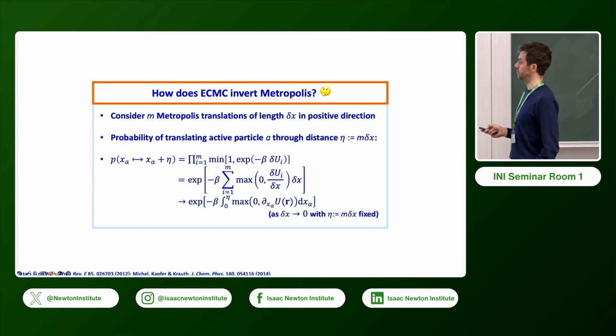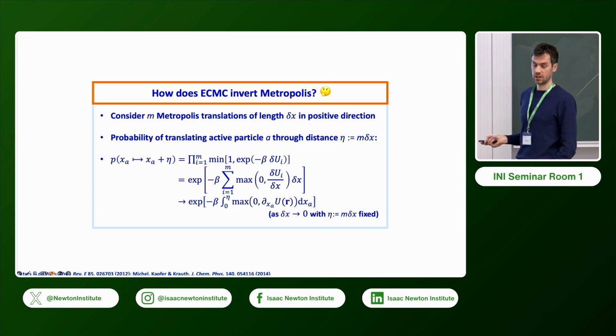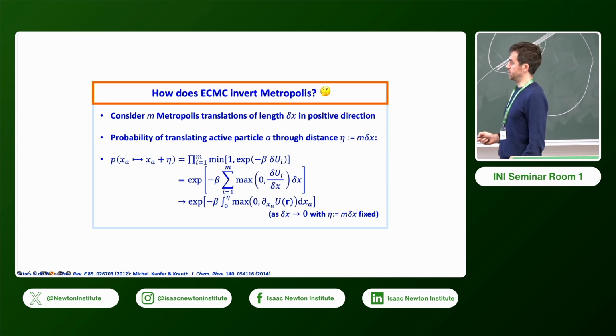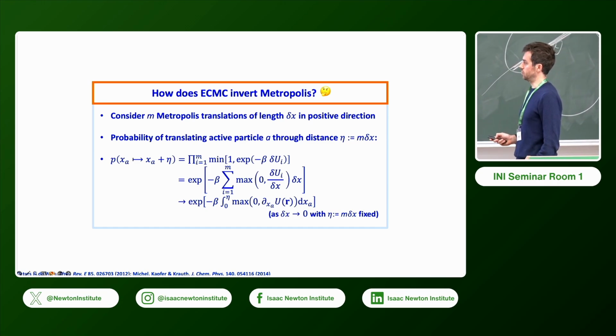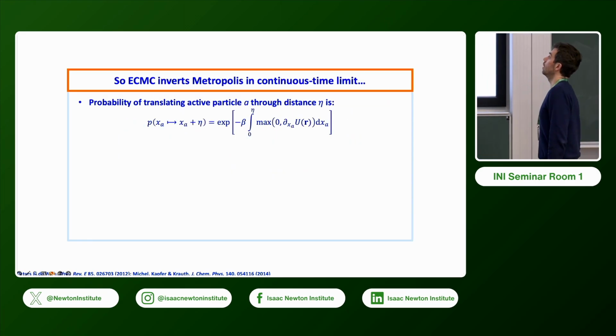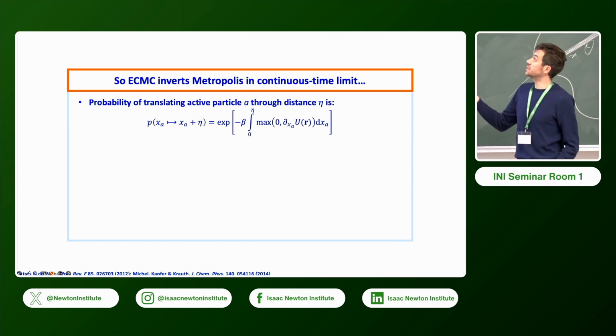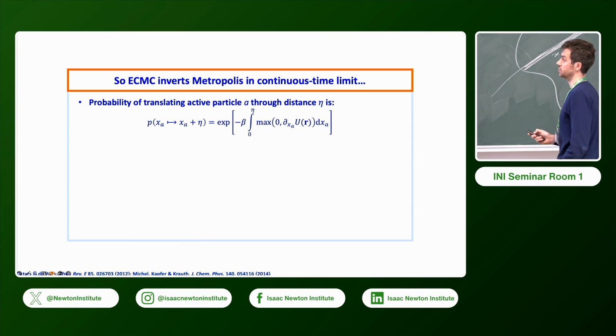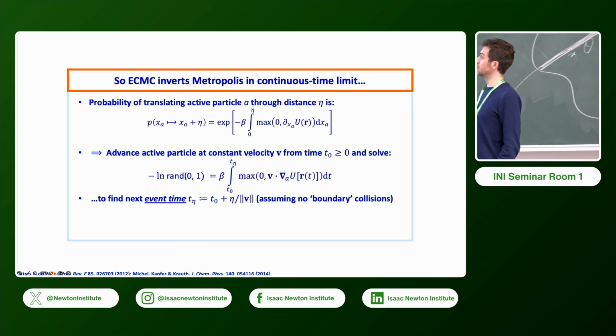And then in the continuous time limit, so in the limit that delta x goes to 0 with eta, the total distance, fixed, we recover this slightly famous equation in the PDMP world, which is the integral of what we call the event rate: max of 0 and the derivative of the potential along the direction of motion. So ECMC essentially inverts Metropolis in the continuous time limit. We get this probability of translating the active particle A through some distance eta. It's given by this.